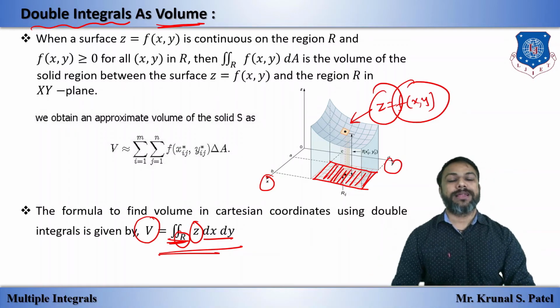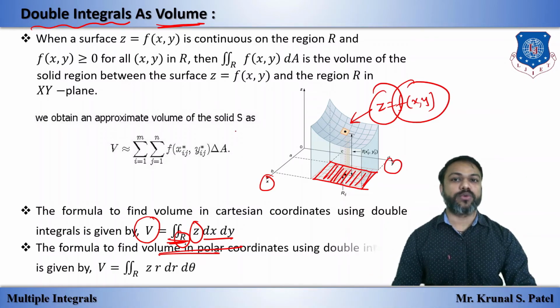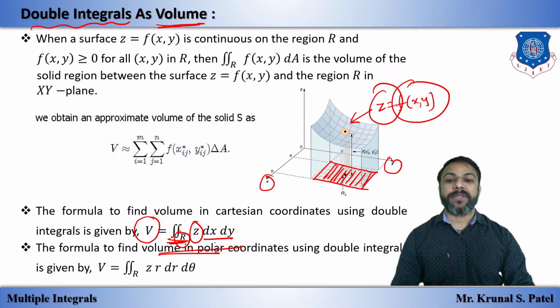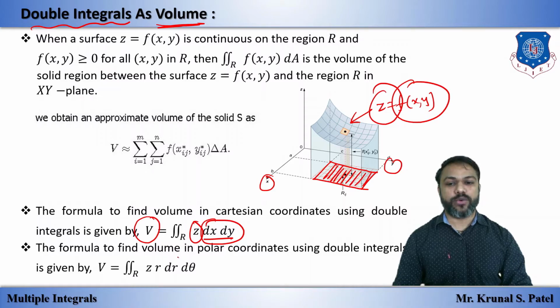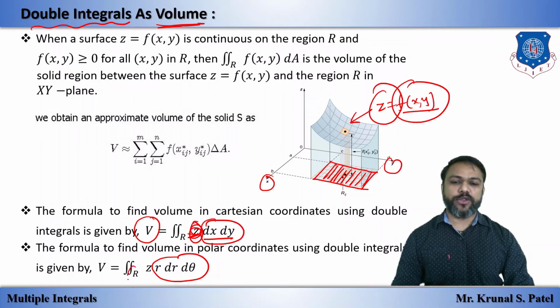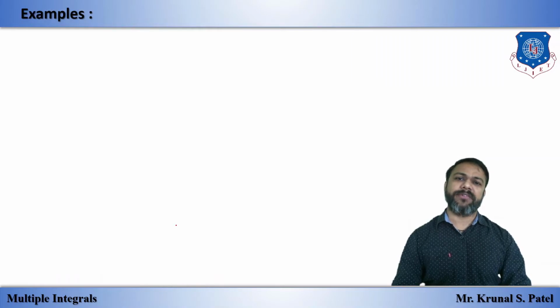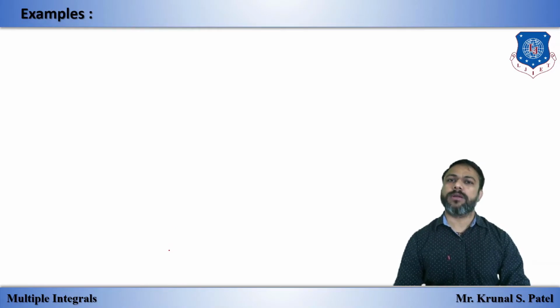Okay, so let's have an example to understand this. As we know, in polar coordinates, dx dy is converted into r dr d theta, and we can convert this z, that means f of x y, into r theta. So we can use polar also. According to the example, we will use Cartesian or polar.